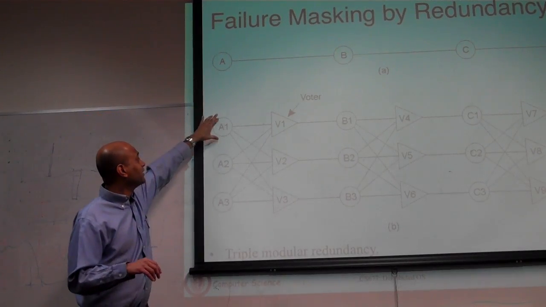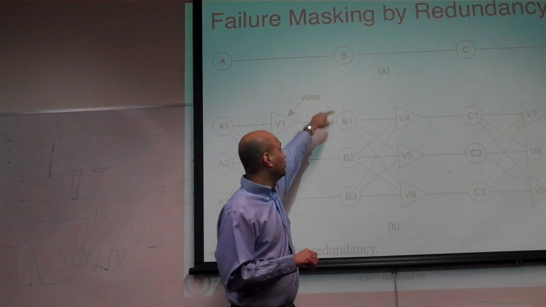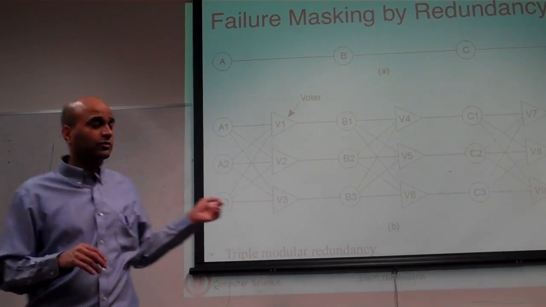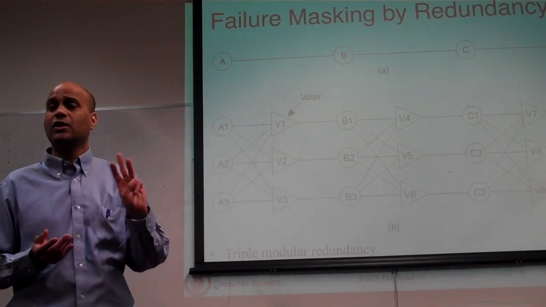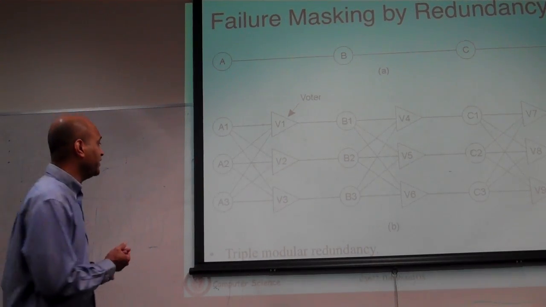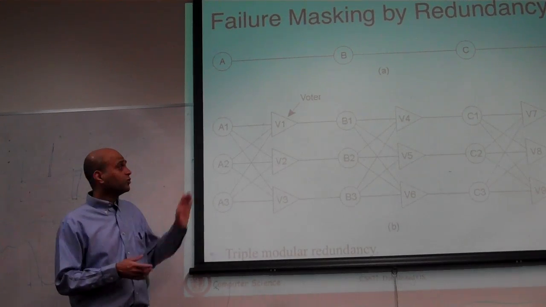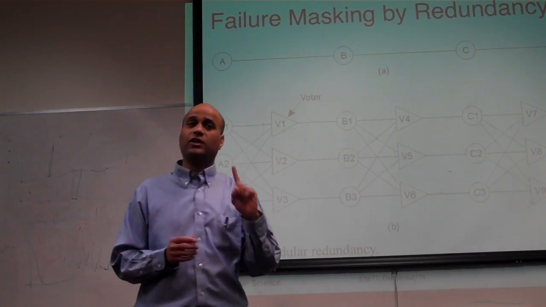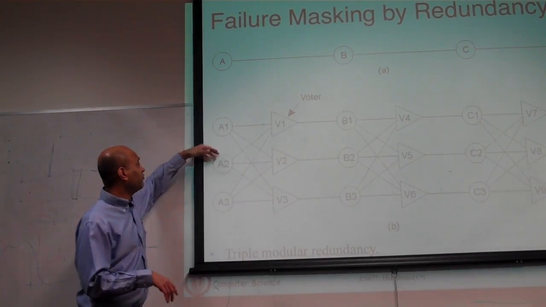So A has A1, A2, A3 rather than 1 copy of this circuit. B has B1, B2, B3, then C1, C2, C3 and so on. This figure is referred to as triple modular redundancy, because there are 3 copies of everything. It's called TMR. The idea is very simple. The input is fed to every stage. You take the output of every stage and you vote. This circuit is designed to handle 1 fault. So 1 copy of A1, A2, A3.